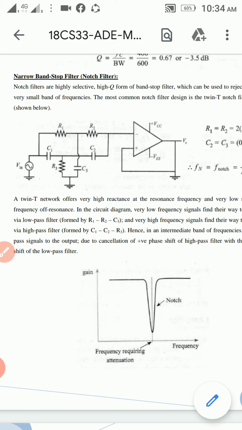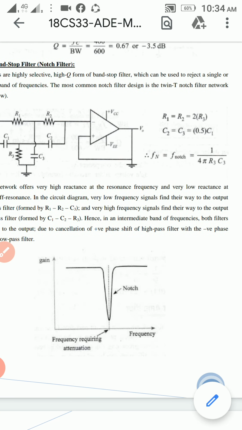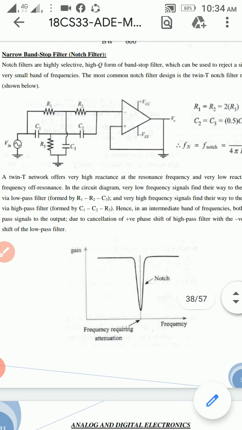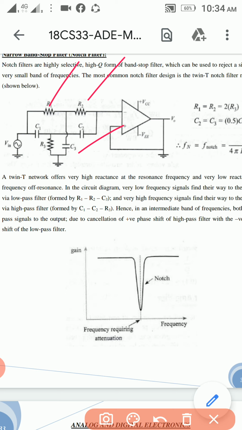Also, there is a path for the low pass and high pass filter, which I will explain. Very low frequency signals always go through the low pass path. That path is R1, R2, C3 in this figure, and it provides the low frequency signal.